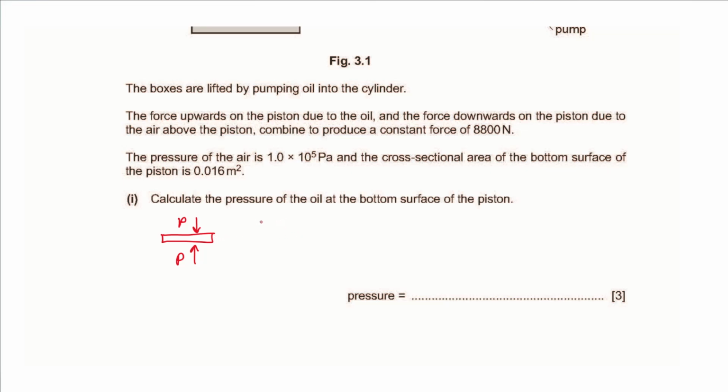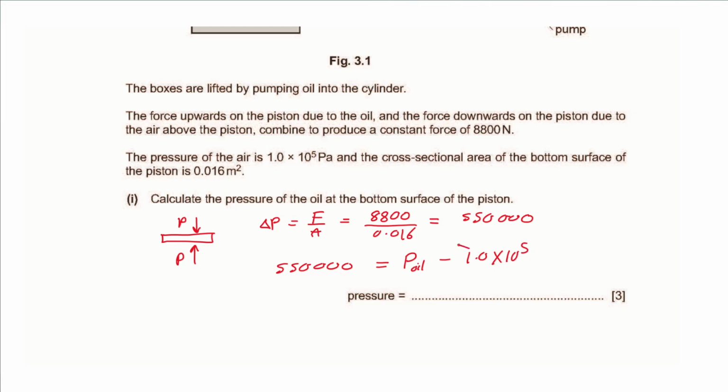And we can calculate the resultant pressure here using the equation force divided by the area. The resultant force was 8,800 and the area here was equal to 0.016. That gives a difference in pressure of 550,000 Pascal. And that difference, 550,000, is equal to the difference between the two pressures, the pressure due to the oil minus the pressure due to the atmosphere, which is 1.0 times 10 to the power of 5 Pascal. We can then add 1 times 10 to the power of 5 to the other side to get the pressure of the oil. That gives an answer of 6.5 times 10 to the power of 5 Pascal.